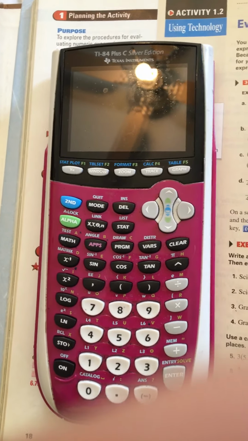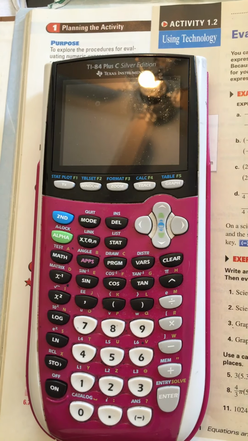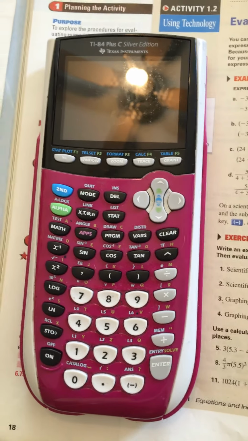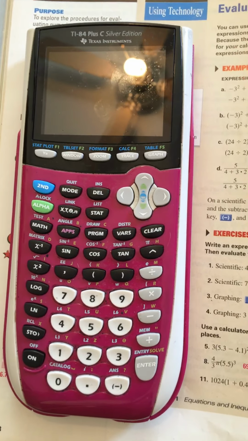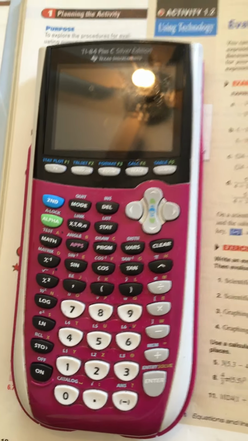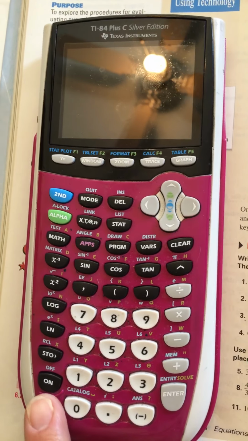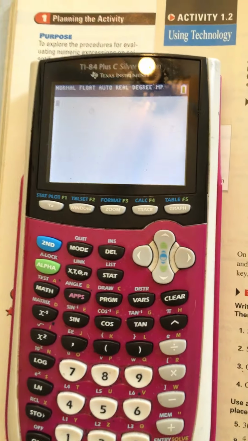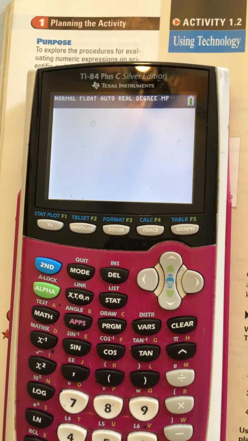We're just going to learn how to put regular math problems into our calculator for our first thing. So we're going to start with turning our calculator on, and my screen lights up, but yours probably doesn't, depending on which one you got.